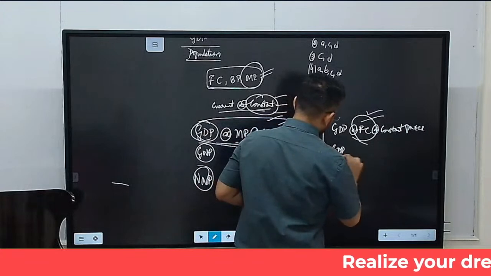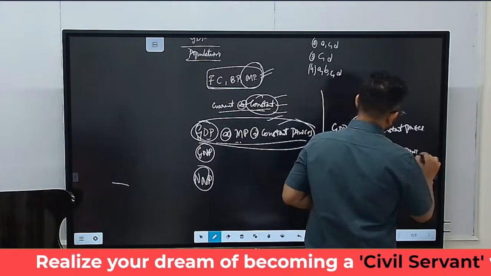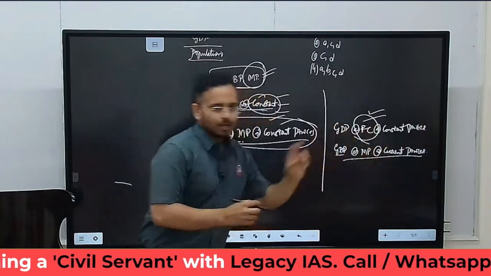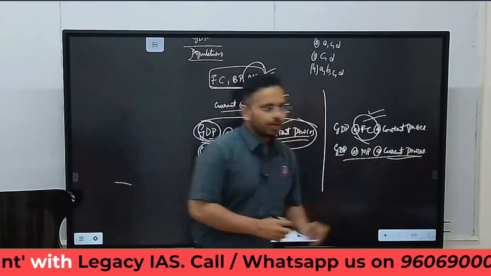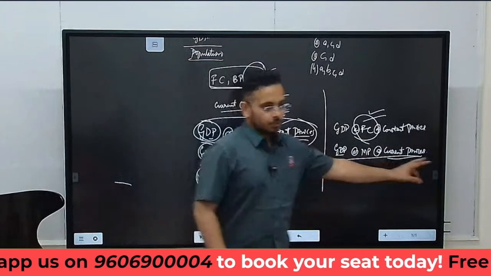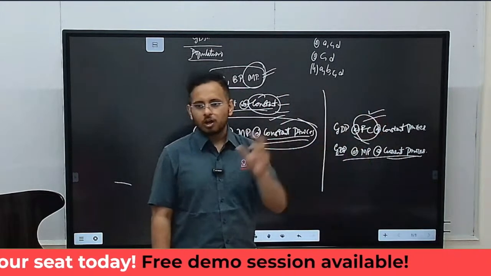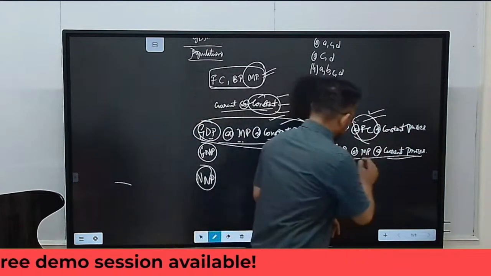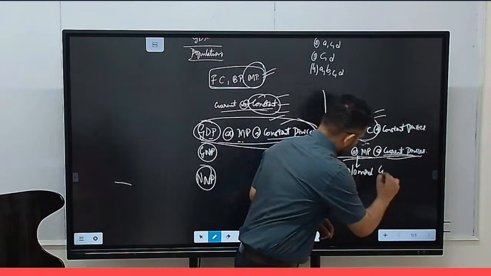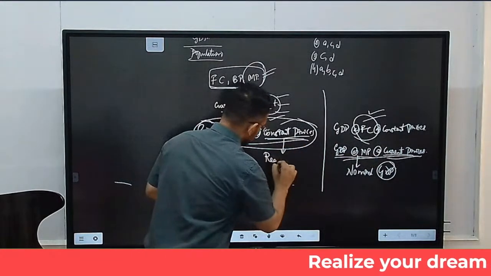Now, one more. What if we take GDP at market price at current prices? Here we have constant prices, here we have current prices. What will be the difference? Current prices, the rate will increase. Why? What will we take into consideration when the price fluctuates? What do we call it in economic terms? Inflation. GDP at market price at current prices is called nominal GDP, whereas GDP at market price at constant prices is called real GDP.